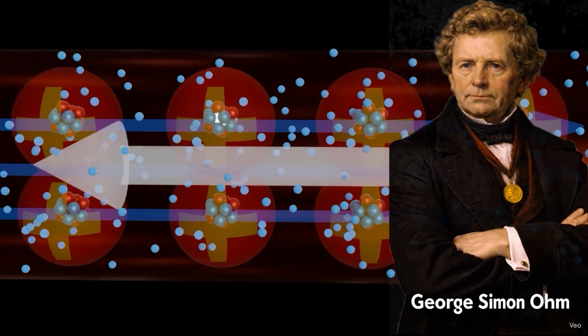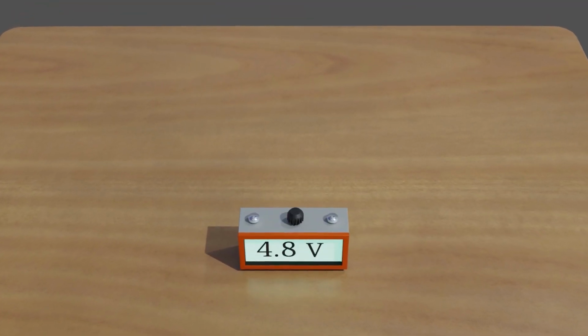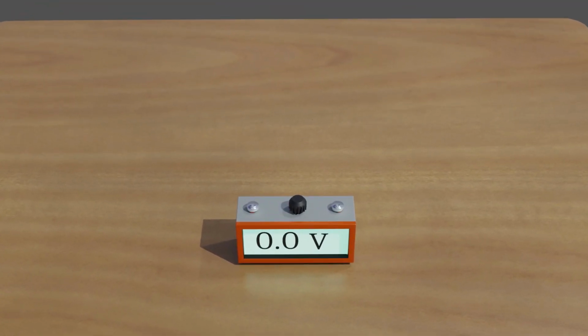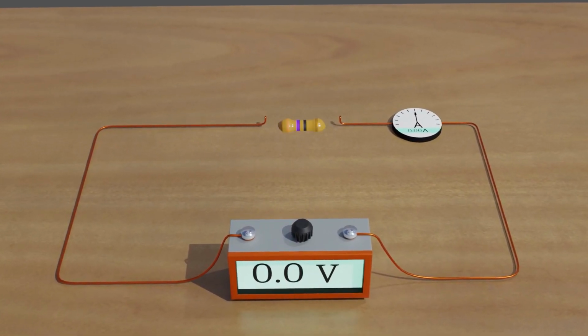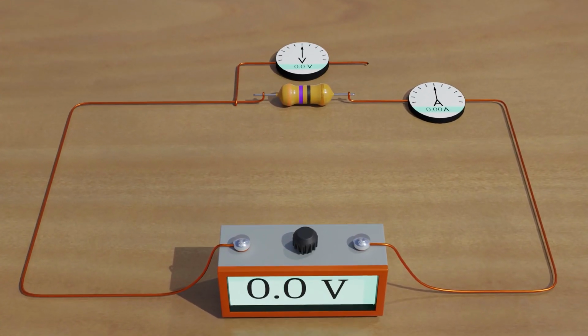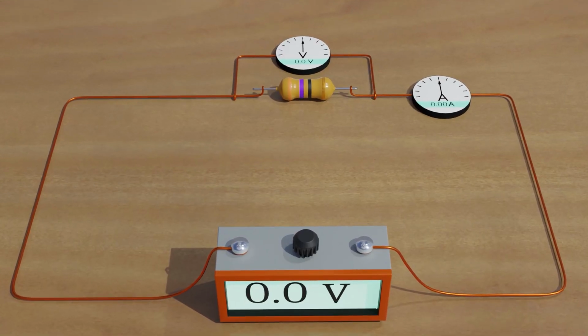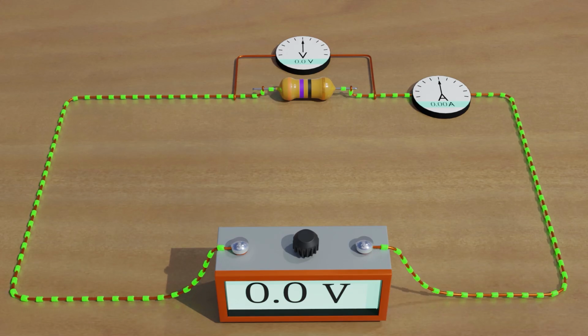To understand this, consider a circuit in which we have a battery with variable voltage, a conducting wire, an ammeter connected in series to measure current, a resistor, and a voltmeter connected in parallel across the resistor. In this experiment, voltage is applied across the conductor and the current flowing through it is observed.